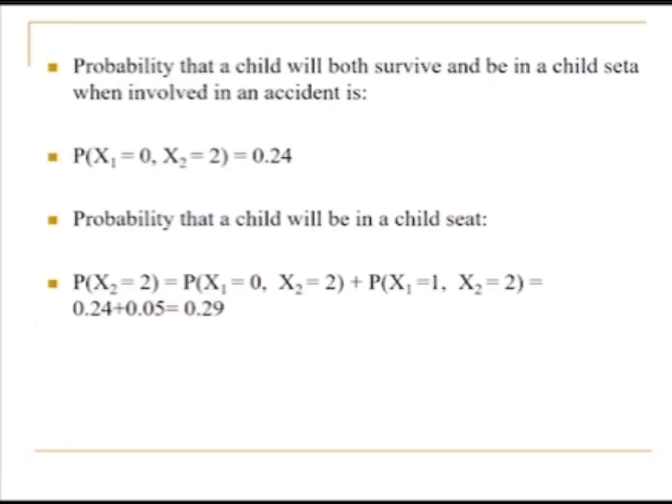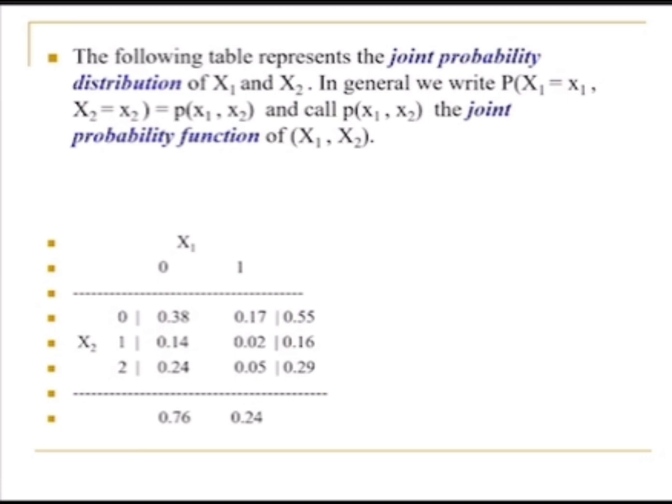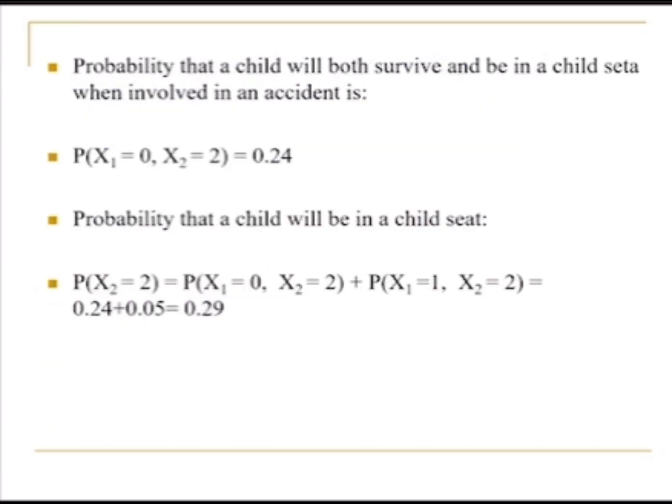What if I want to find the probability of X2 equal to 2? I'm actually going to sum over the range of X1, which means I'm going to add 0.24 to 0.05, and that will give me 0.29. Any question on this?